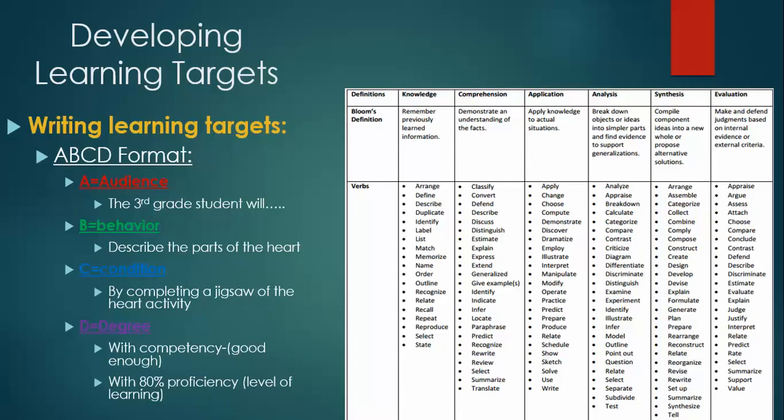The degree is, what level of mastery are you looking for? We have 2 different ones. The first one being competency. In other words, this is a formative assessment. We're looking at, can students do this with competency, or is it good enough? Or are we really doing a formal assessment of this, where we're looking for a degree of proficiency? In other words, can they perform at the 80% level on an exam or on a scoring guide or rubric for that lesson? So the key thing in your degree statement is knowing where that context is in the lesson.